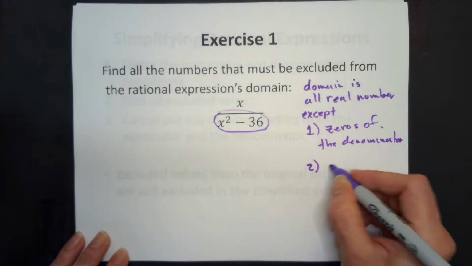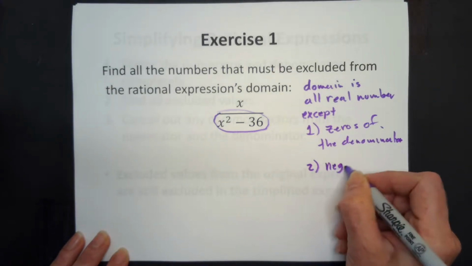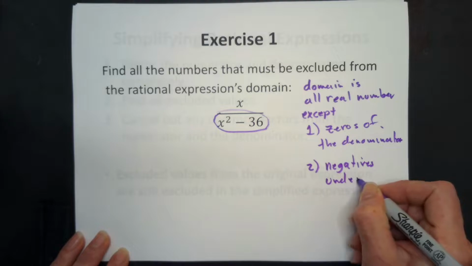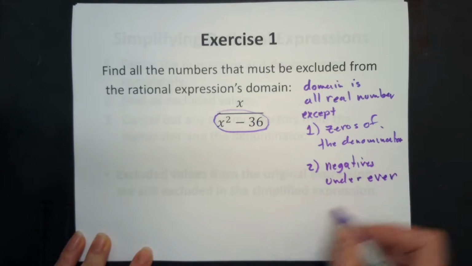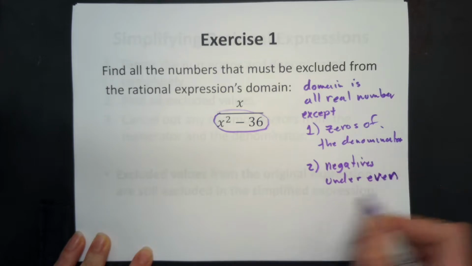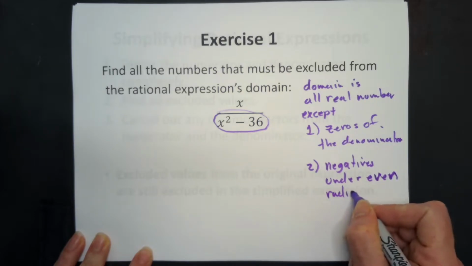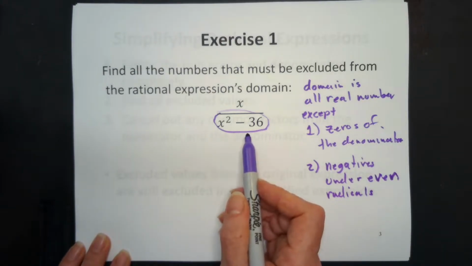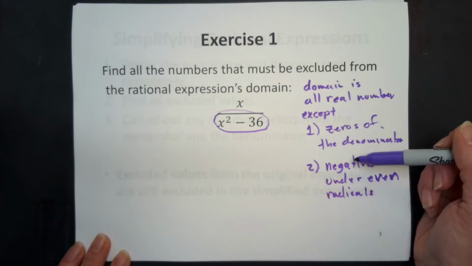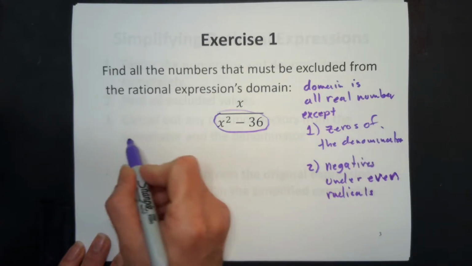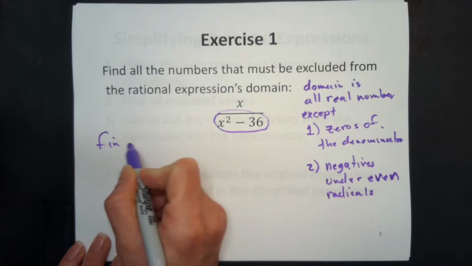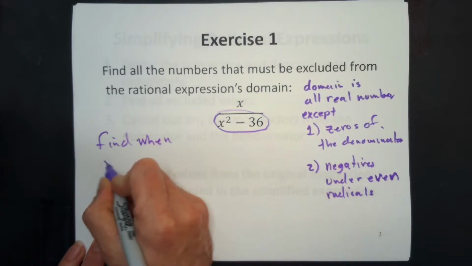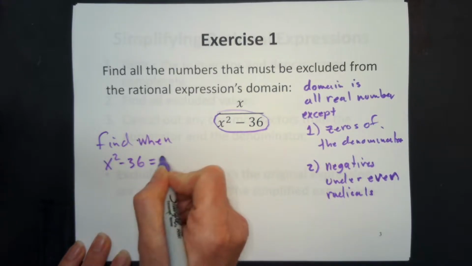or the second rule, negatives under even radicals. And we'll talk more about that in 2.6, even radicals. So there's an implied domain here. It's not stated. So we assume it's all real numbers except for when these two things occur. And so right now we need to find when x squared minus 36 equals 0.